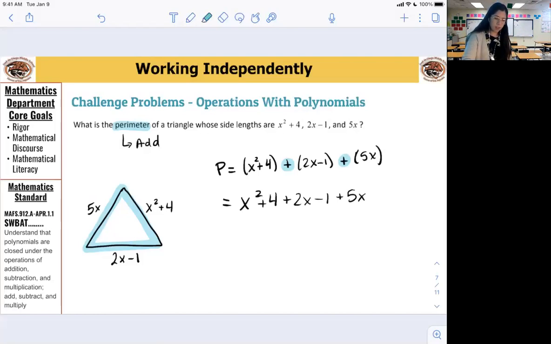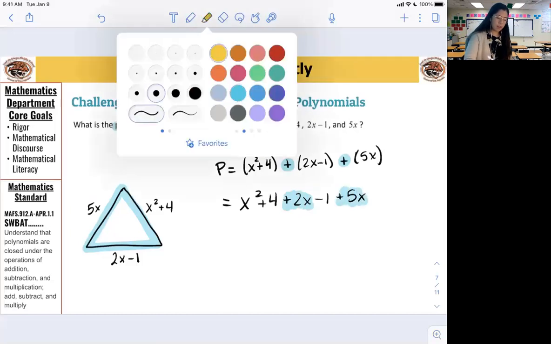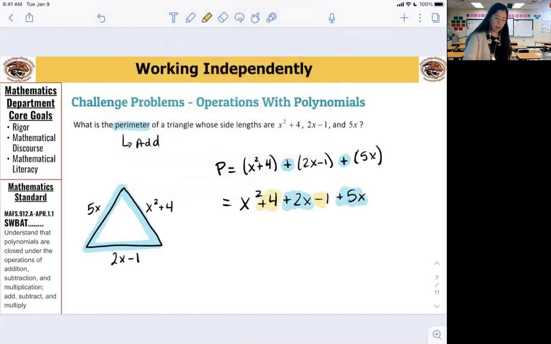terms. So like Lauren said, I have 2x and 5x, and then I've got a 4 and a negative 1. So in total, I have x squared plus 7x plus 3.